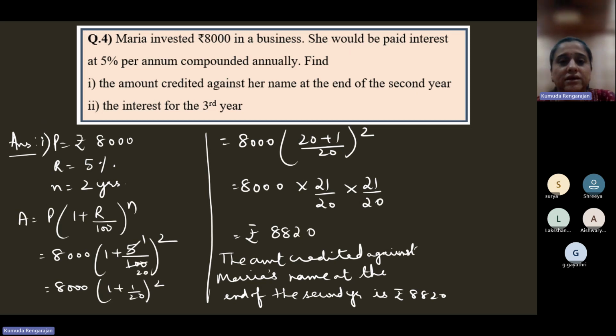So when you're calculating the interest for the third year, the principal will be the money in the account at the end of the second year. In the case of compound interest, the principal money will keep increasing every year. When interest is compounded yearly, every year the principal value would have increased.